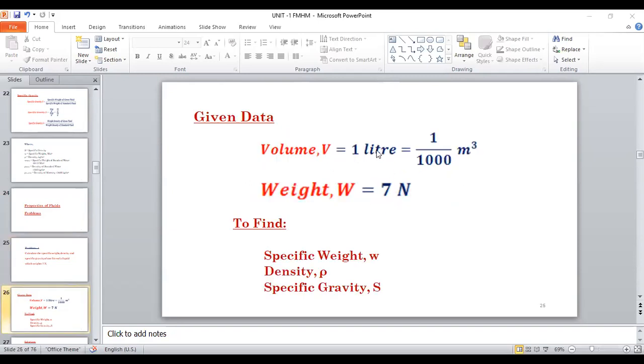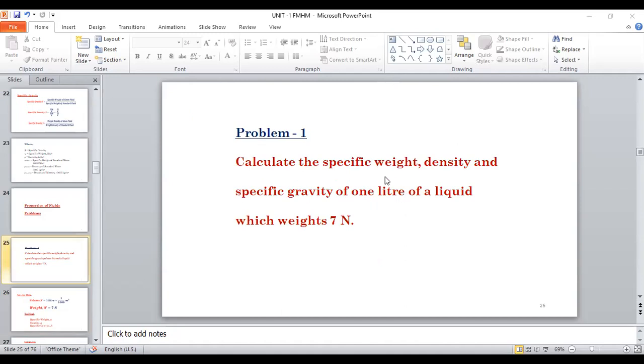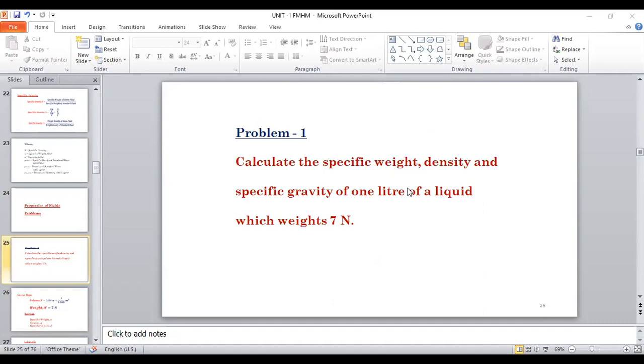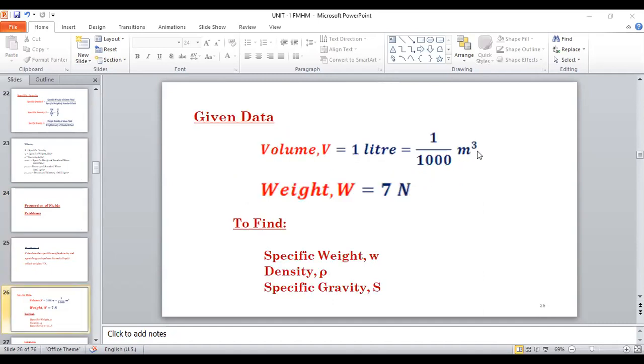So 1 meter cube equals 1000 liters of water. But in the problem, he gave 1 liter and we need meter cubes, so we have to convert. 1 liter equals 1 by 1000 of a meter cube. So our given data is volume V equal to 1 liter, that is 1 by 1000 of a meter cube.